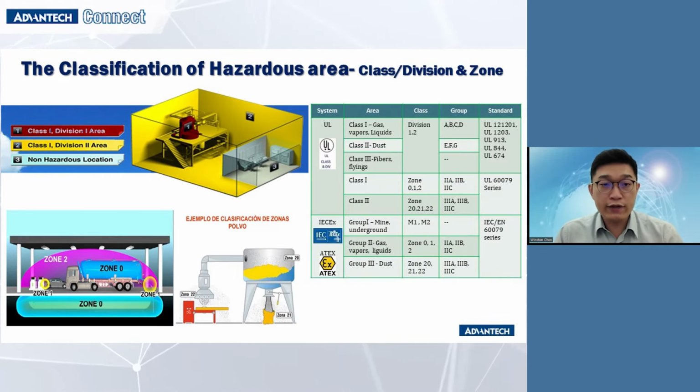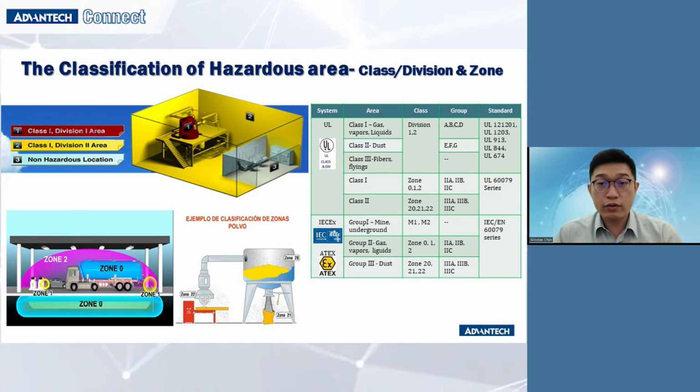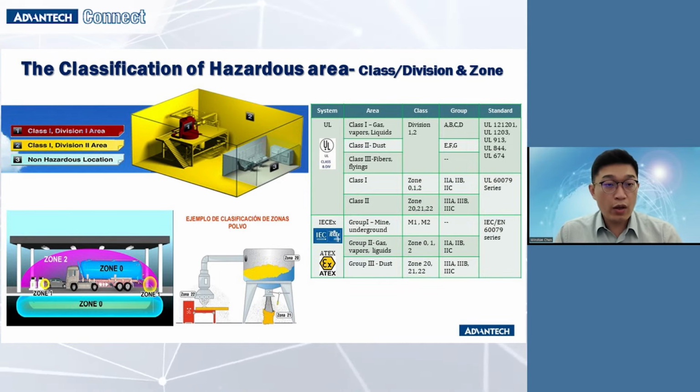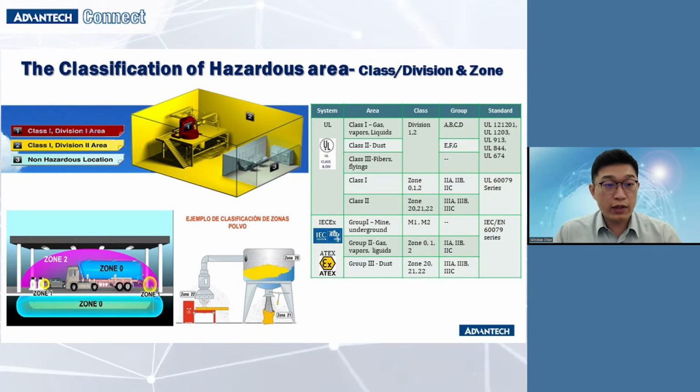Here is the common classification of hazardous areas. The class, divisions, or zones are defined by UL or IECEx. All of our explosion-proof HMIs apply to gas, vapor, and liquid areas, which means Class 1 under UL regulation and Group 2 under IECEx or ATEX. We only apply for Division 2 or Zone 2 class certification. That's why we call it C1D2 or Zone 2. It's different from the criteria we applied.